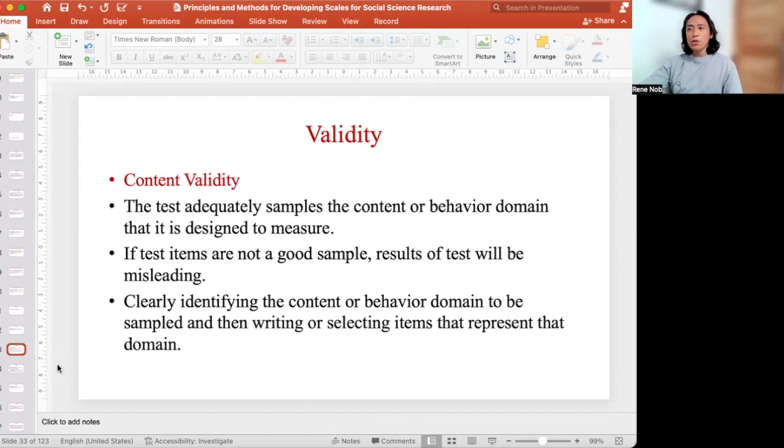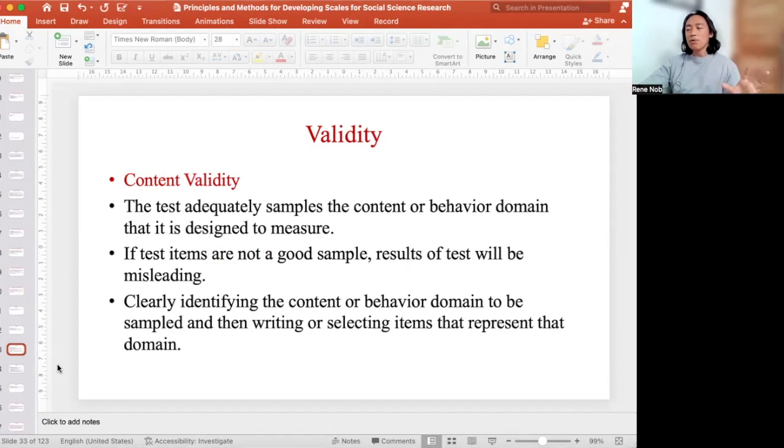One of your options is to develop the items based on the theoretical definition of the construct. Another option is to develop the items from the ground up, meaning you conduct a simple qualitative study, and then based on the qualitative study, that informs how you generate the items. So we'll talk about that in part 3. But for the meantime, let's just go through what validity is.